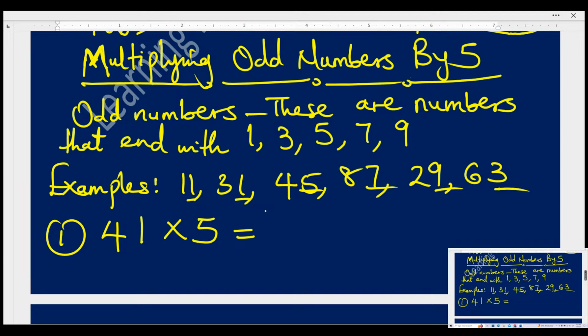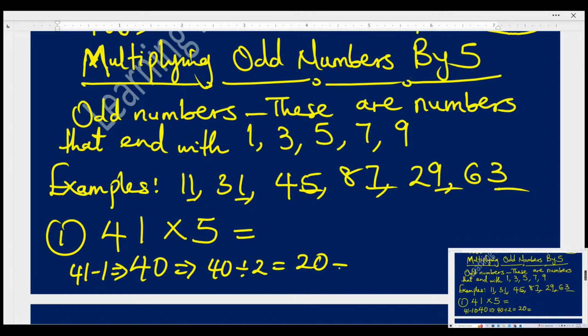So what is 41 times 5? 41 is an odd number, all right? So for you to be able to do this in your head, the first thing you need to do is subtract 1 from that odd number. So when you subtract 1 from 41, you have 40, okay? That is 41 minus 1. That will give you 40. Then divide 40 by 2, all right? Divide that number by 2. That will give you 20. Okay, then beside 20, write 5. So the answer is 205. So 41 times 5 is equal to 205.